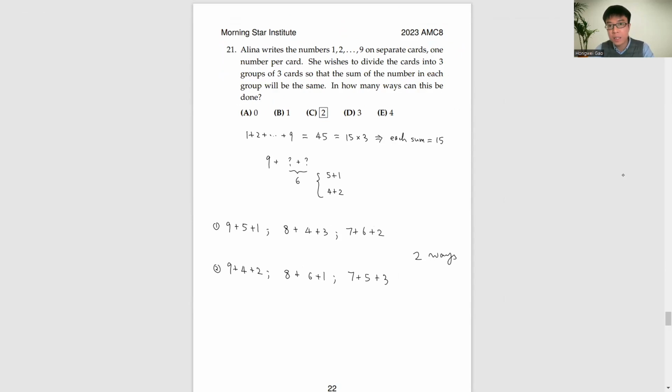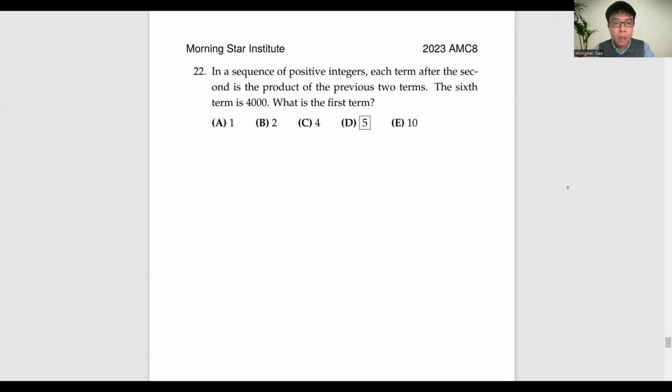The answer here is C. Question 22. In a sequence of positive integers, each term after the second is the product of the previous 2 terms. We know the sixth term is 4,000. What is the first term?